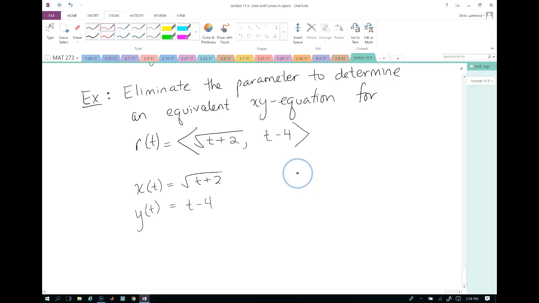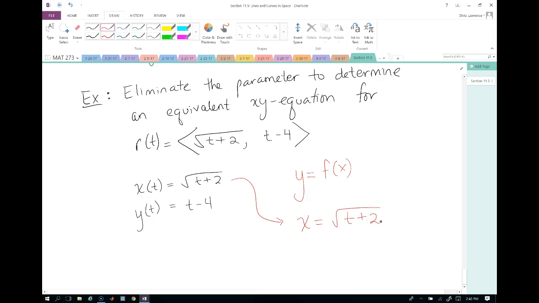Whenever possible, though, we do like our y written as a function of x. So if it makes sense and it isn't too difficult to solve the x equation for t, when we then plug it into the y equation, we'll be done. We'll have y as a function of x. And usually the shape of the curve is much more recognizable when it's written in that format. So I'm going to solve my x equation for t.